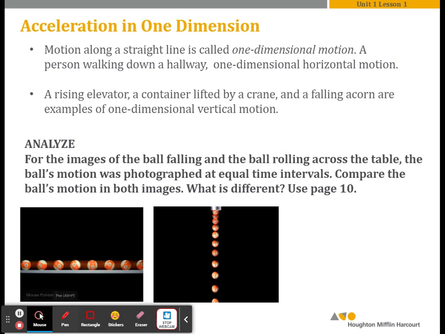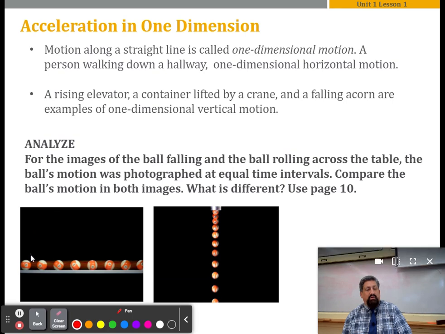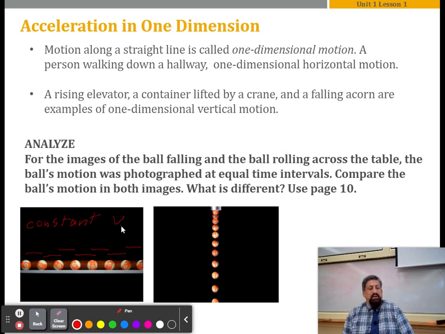Well, if we look at the horizontally moving ball, we see that if we draw a line from one image to the next, and we keep drawing these lines, each of these lines is equal in length to every other line. That tells us that this ball is rolling at a constant velocity. How do we know that? Because these images are taken at equal time intervals.